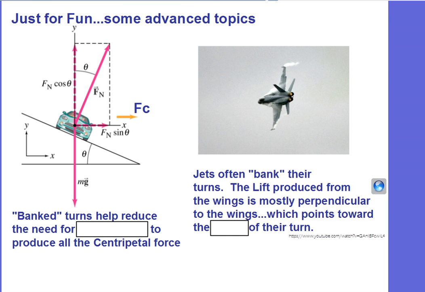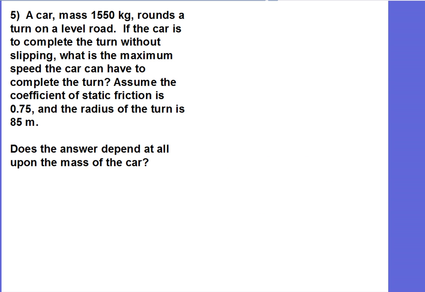Now let's look at, I'm going to save that slide for another time. Let's look at applying Newton's second law to curved motion for a car. So let's try this example problem. A car, mass 1,550 kilograms, rounds a turn on a level road. The car is going to complete the turn without slipping. What is the maximum speed the car can have to complete the turn?